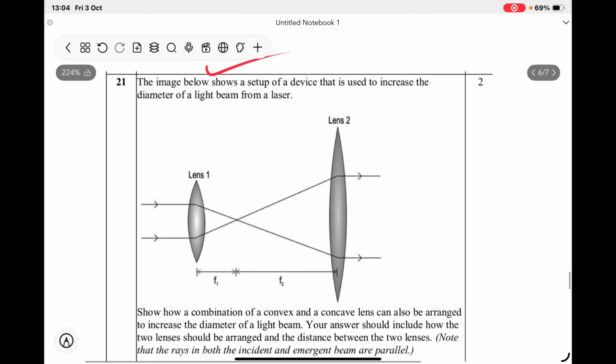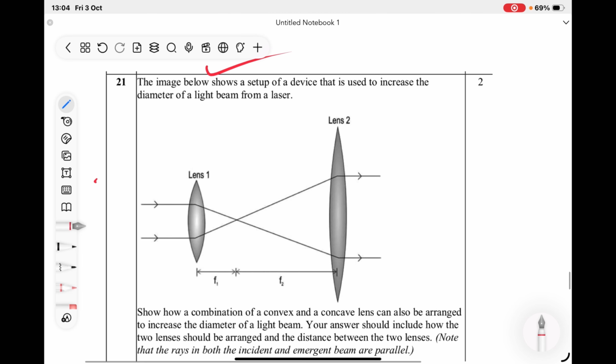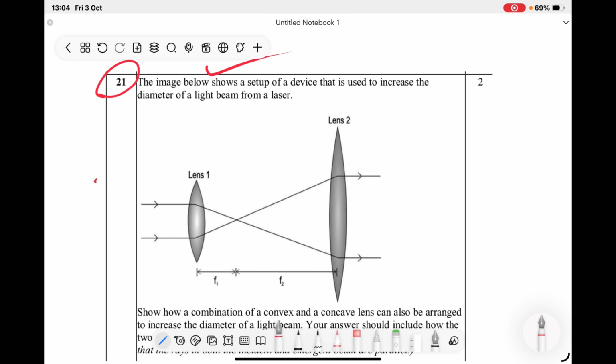This is question number 21. In this question you can see the image below shows a setup of a device that is used to increase the diameter of a light beam from a laser.